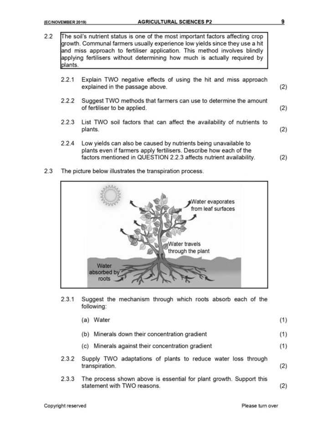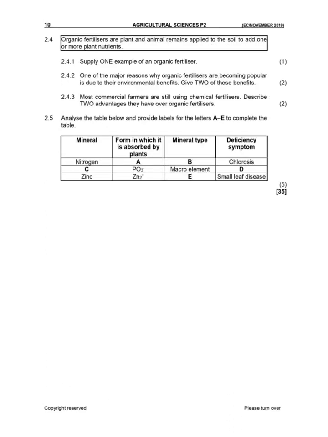The process shown above is essential for plant growth. Support this statement with two reasons. So write your answer down and then at the end you're going to compare. Now, coming to the last two questions of question 3. Organic fertilizers are important.